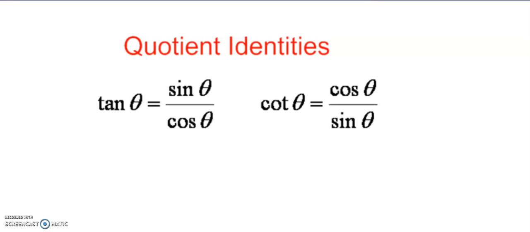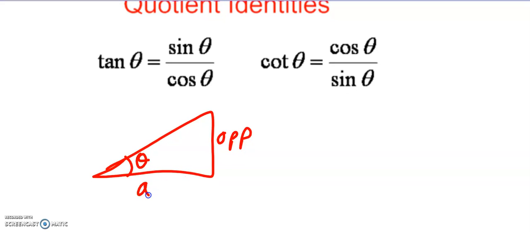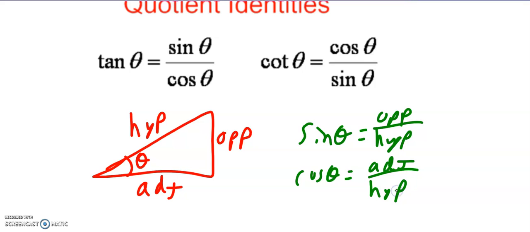This should also make sense from a right triangle trig point of view. If I draw a right triangle and I call this theta, and this is the opposite, and this is the adjacent, and this is the hypotenuse, well, I know sine of theta is the opposite over the hypotenuse. Cosine of theta is the adjacent over the hypotenuse.